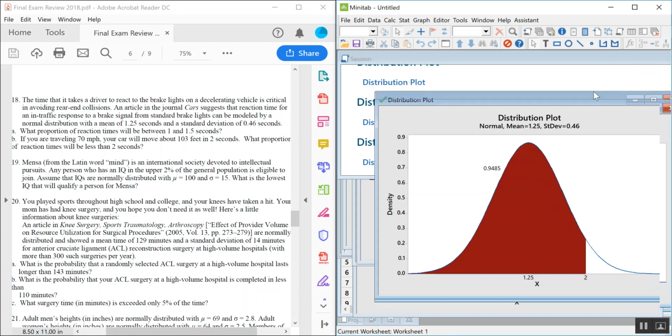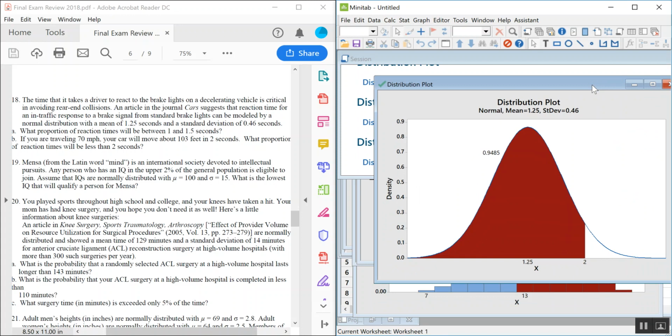It appears to be 0.9485. Yeah, I'm going to have to go back and change the solution manual, because that one, I remember it being something like 0.7 or something. Yeah, I must have changed this question. I'm sorry if that was the reason why you asked this one.